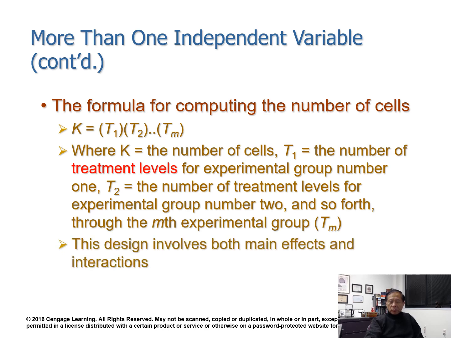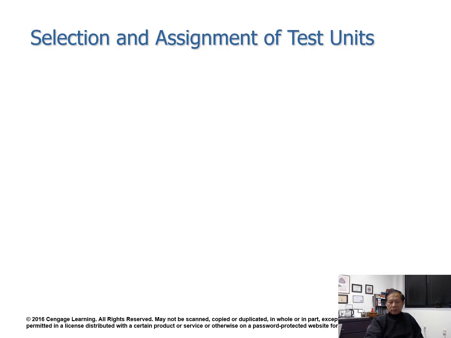This design involves both main effect and interactions. Main effect is just the color on purchase or lighting on purchase. The interaction effect is a certain color with a certain lighting together having impact on the purchase. Okay.